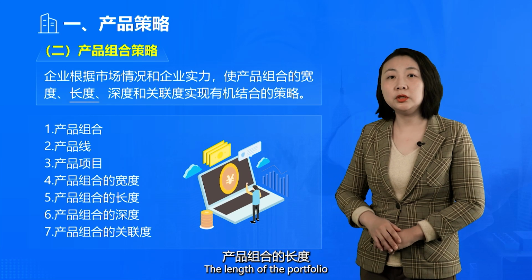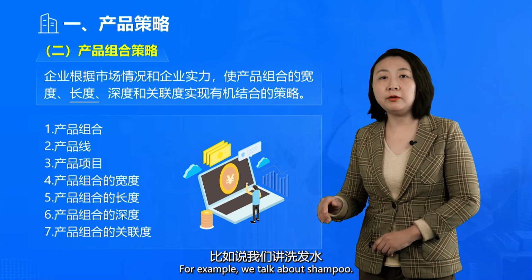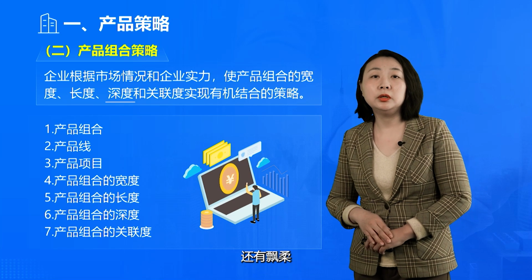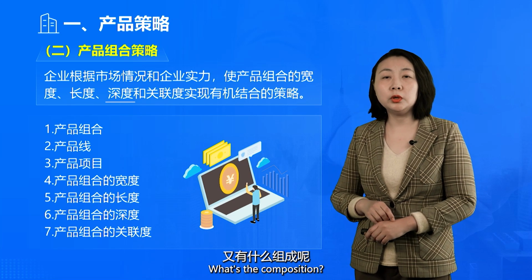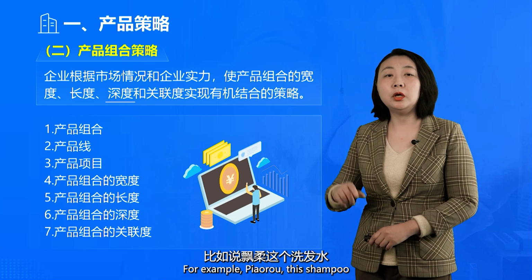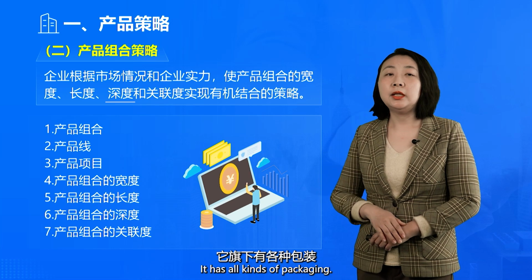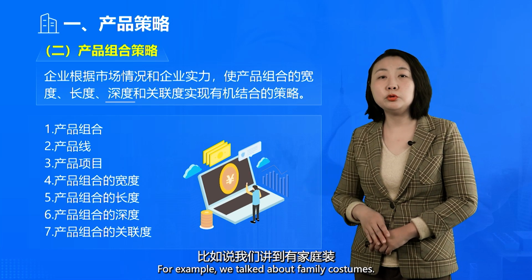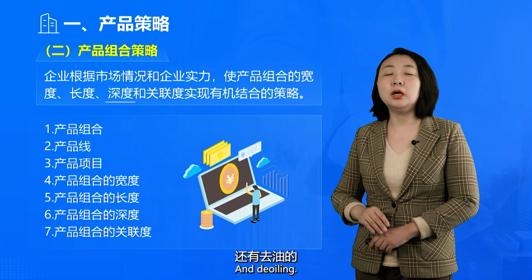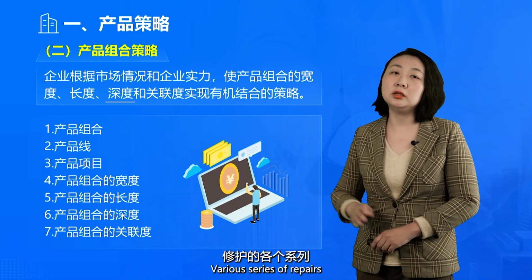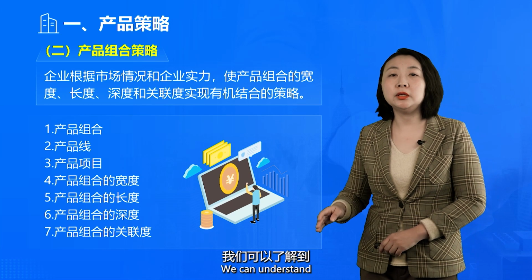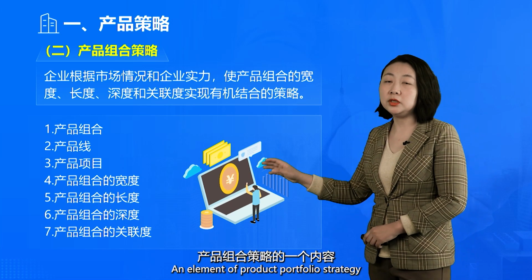Then the length of the portfolio. For example, when we talk about shampoo, the brands included are Head & Shoulders and Piaoroujing. Then the depth of the product portfolio: what is its composition? For example, Piaoroujing shampoo has all kinds of packaging, such as family size and travel size, and there are dandruff removal and various repair series. Through this case, we can understand an element of product portfolio strategy.